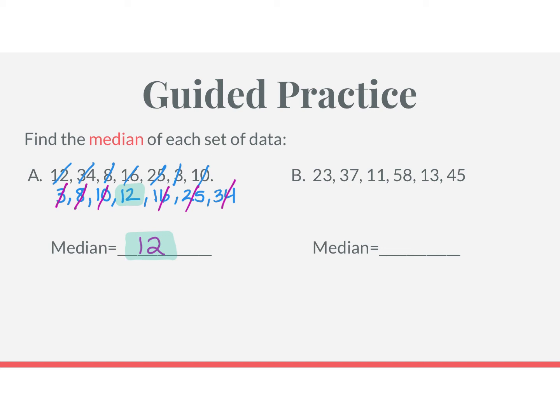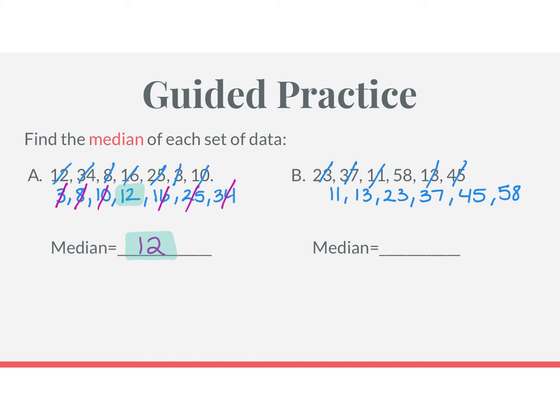For our next data set, again, we will need to order the numbers from least to greatest. So I'll find my smallest number, 11, cross it out, then 13, cross it out, 23, 37, 45, and 58. I have 6 numbers written down, and there are 6 numbers in my data set. So I know I have all of them, and they are in order from least to greatest.